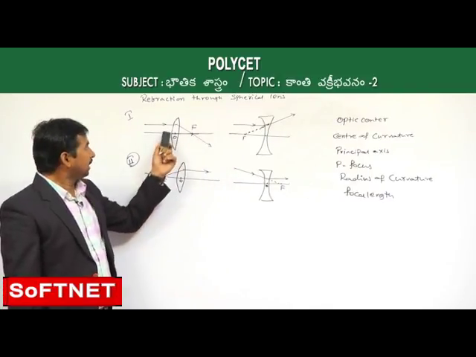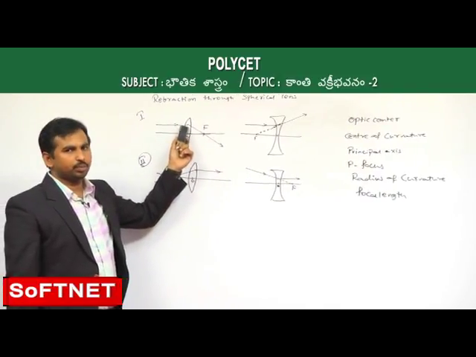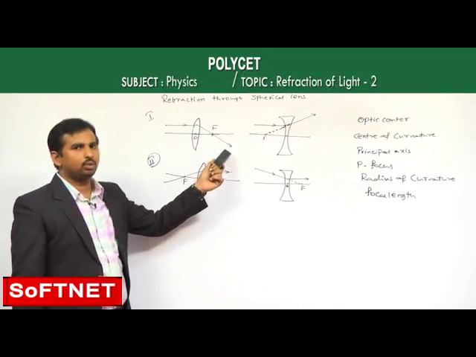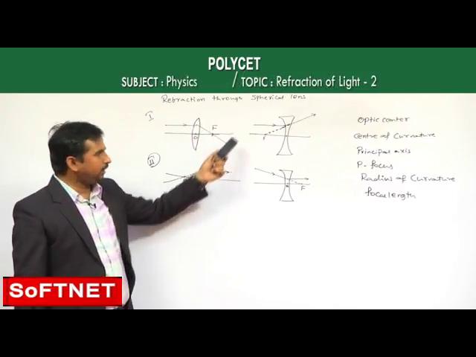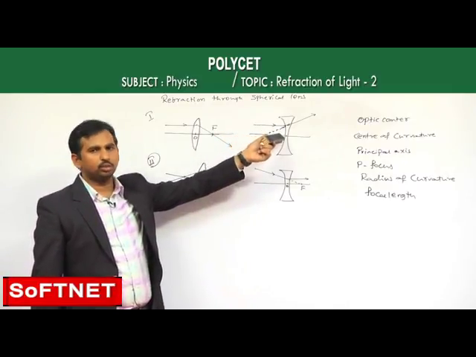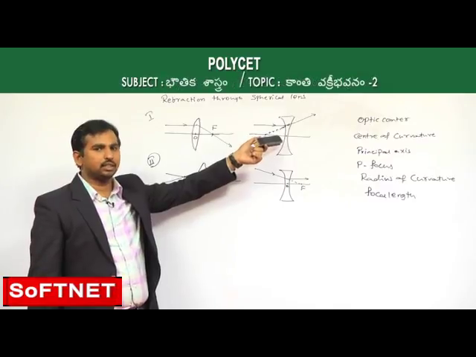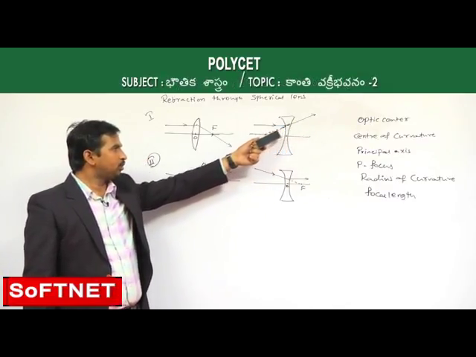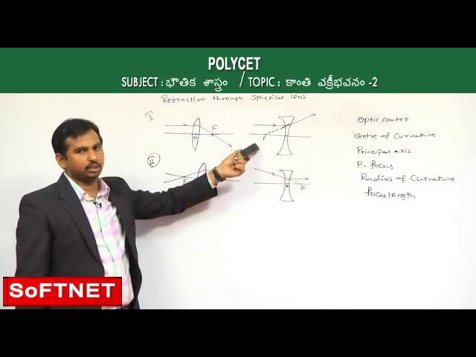See that again, if the light ray passes parallel to the principal axis, after refraction the light ray is passing through the principal focus. If it is the case of a concave lens, as the light ray is coming parallel to the principal axis, after refraction, due to its diverging nature, the light ray appears to be passing through the principal focus.